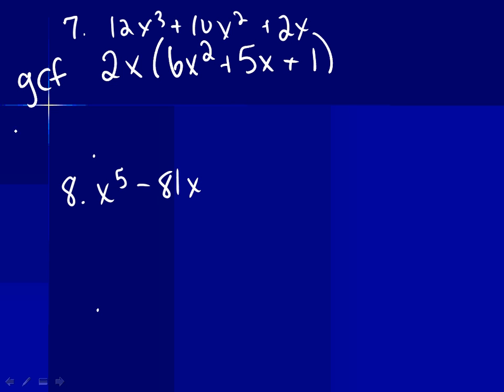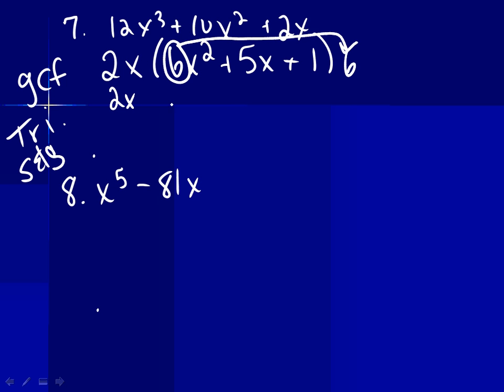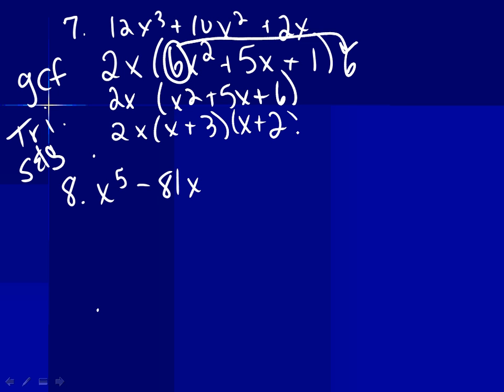My next type of factoring, I notice that it's a trinomial, and actually it's going to be a slip and slide problem. I'm going to take the 2x, bring it down, 6, slip it to the end, so I get x squared plus 5x plus 6. Now I need to factor that. 2x, x plus 3, and x plus 2. Now I need to slide the 6 back under, and I'm going to leave the 2x in front.